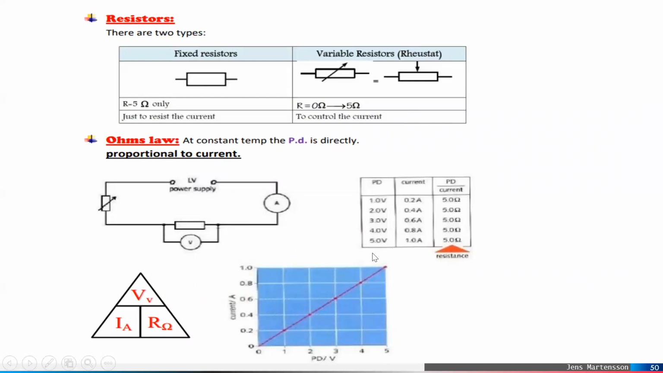Ohm's law states that the voltage is equal to the current times the resistance. This is the symbol that represents the fixed resistor, and this is the variable resistor or the rheostat. Of course, you can calculate the total combined resistance by adding the resistances of all the resistors or all components in the electric circuit.